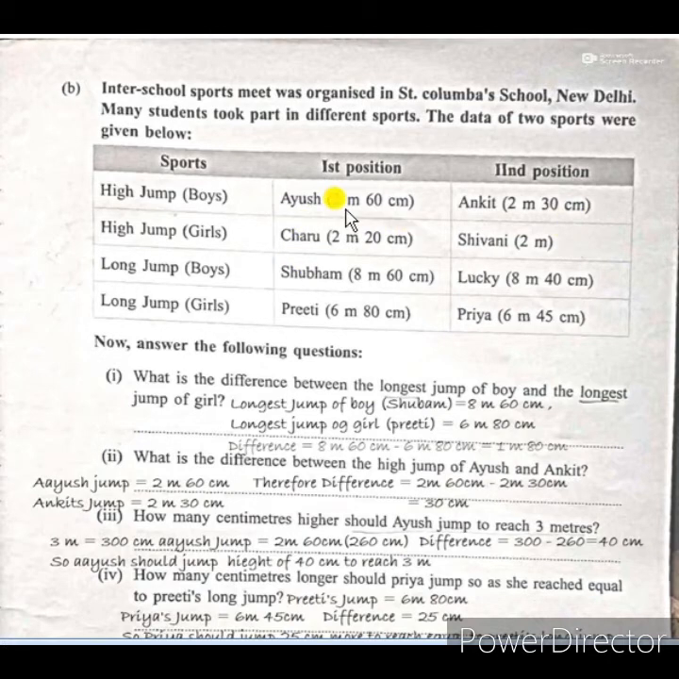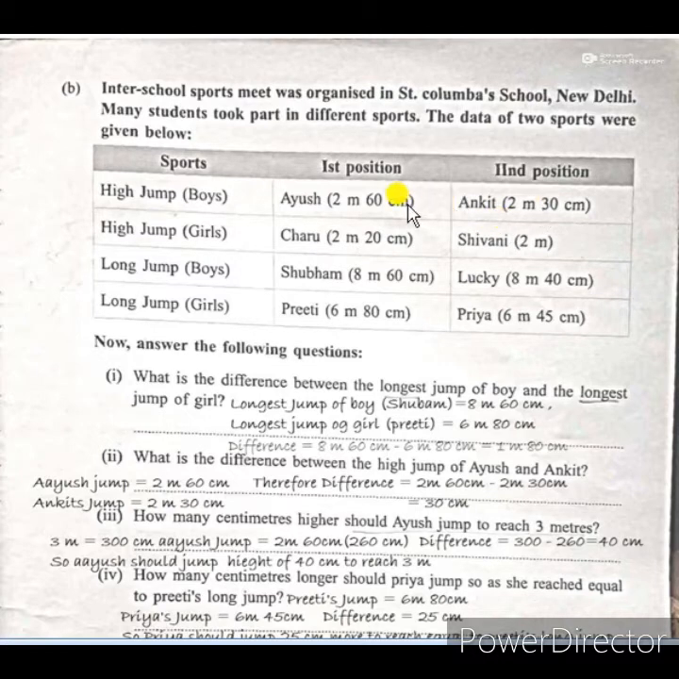Here also we have to find their difference. Ayush's jump is 2 meter 60 centimeter. Ankit's jump is 2 meter 30 centimeter. In meter there is no difference. Both jumped 2 meters. But in centimeter there is a little difference.